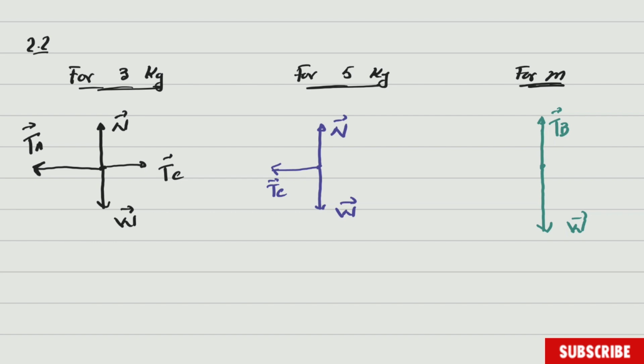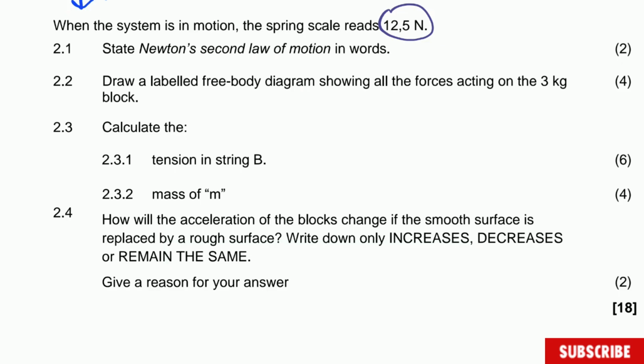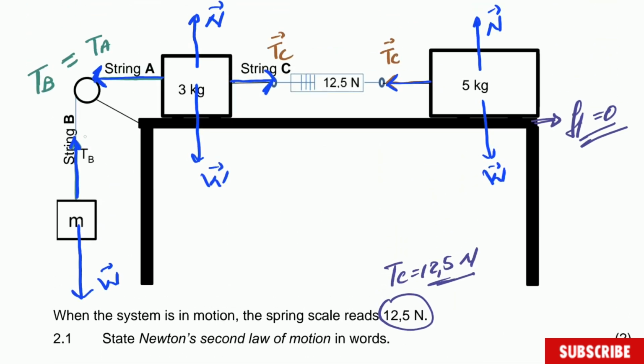However, in the exam, in the question, they ask you for the 3 kilogram block, so this is the correct answer for the question they are asking there. Now, question 2.3 says calculate the tension in the string B. Now, we are going to calculate tension B, and this is what I explained before. Tension B, but know the following.